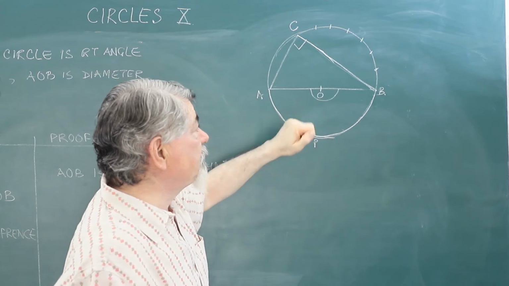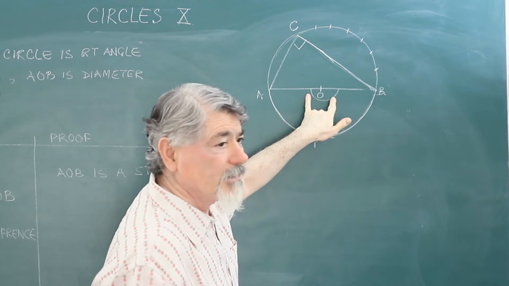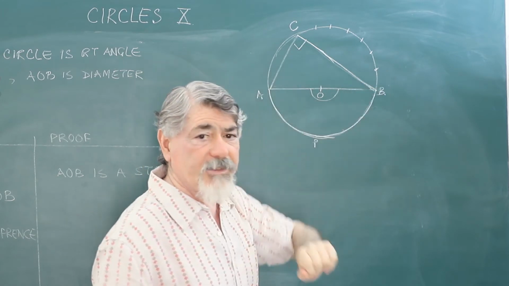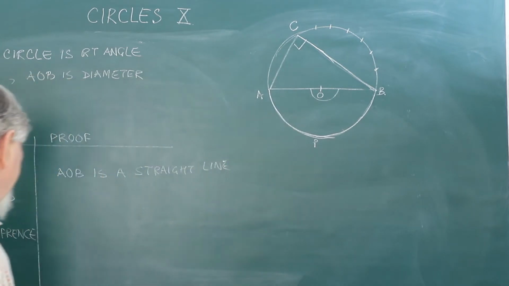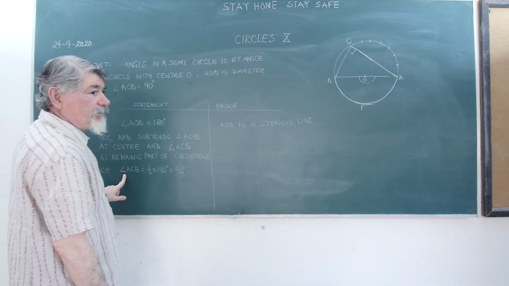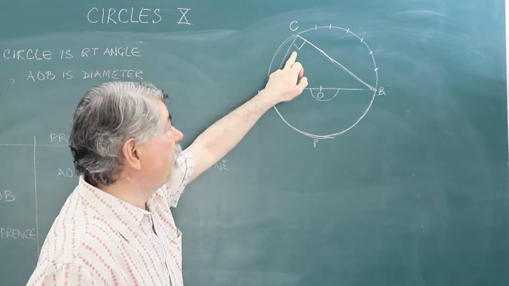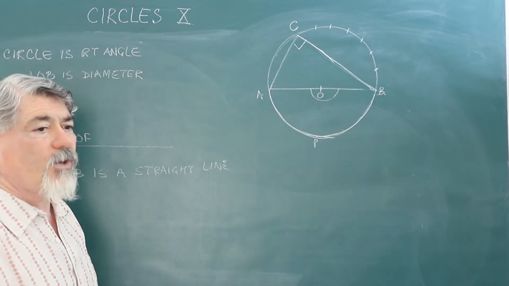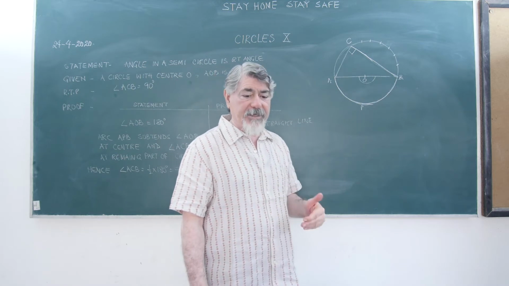So the relationship will be the same. The angle subtended by an arc at the center of the circle is double the angle which the same arc subtends at the remaining part of the circumference. So angle AOB will be double angle ACB. Angle AOB is 180 degrees, so ACB will be half of 180 degrees. So angle ACB will be 90 degrees. Angle in a semicircle is always a right angle.